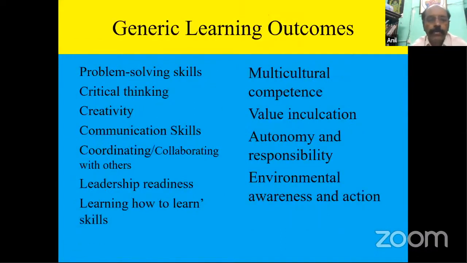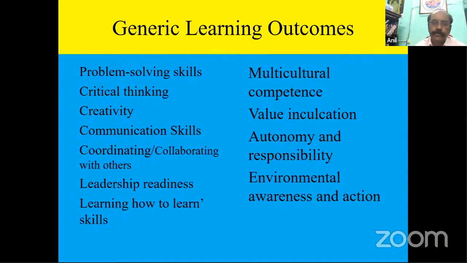So, what are the final outcomes? That is generic learning outcomes. They are looking for problem-solving skills, whether you are implementing them or not, whether the student has the ability to think critically, and whether the students are creative or not. There is the importance of communication skills or not. There is coordination and collaboration with others. Teamwork is there or not. Leadership readiness is there or not. Learning how to learn skills, multicultural competence, value inculcation, autonomy and responsibility, and environmental awareness and action. These are some generic learning outcomes they are looking for during this visit, that is called the qualitative peer team visit.